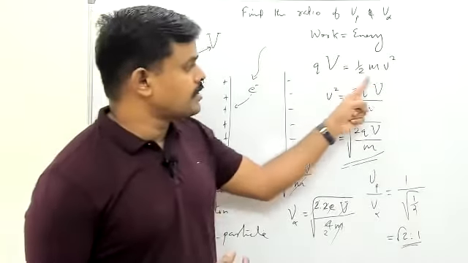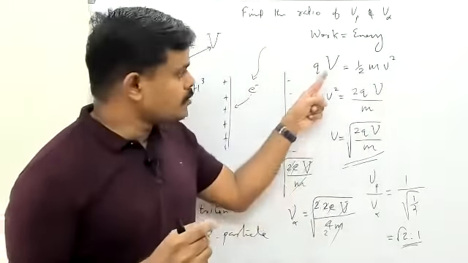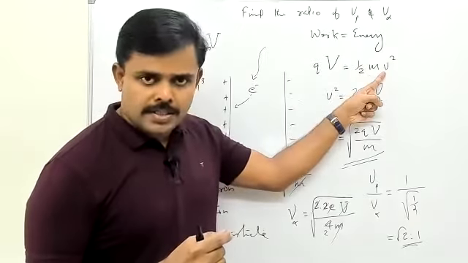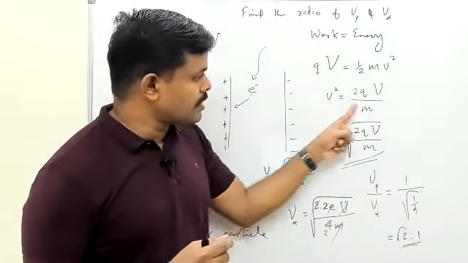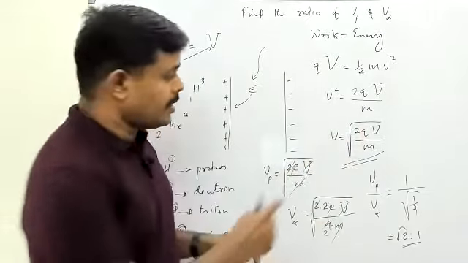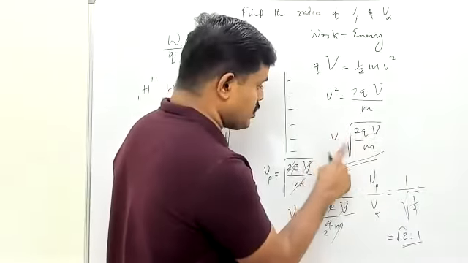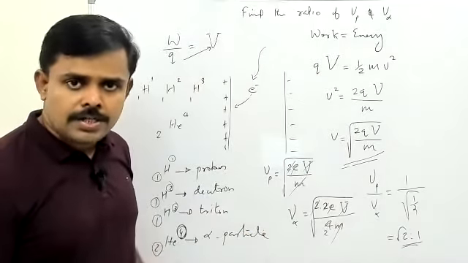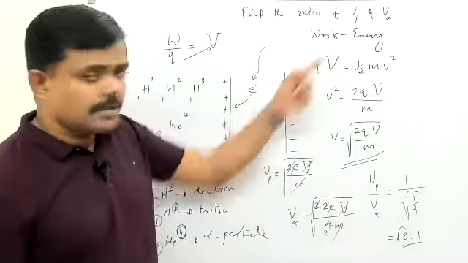So Q times V is equal to half mv square. Remember, this V is potential difference and this v is velocity. So you cross multiply: v square is equal to 2QV over m, v is equal to root of 2QV over m. But this V and this v are different. This v is velocity. You're calculating velocity. The question will be to find the ratio of velocities of which particles.